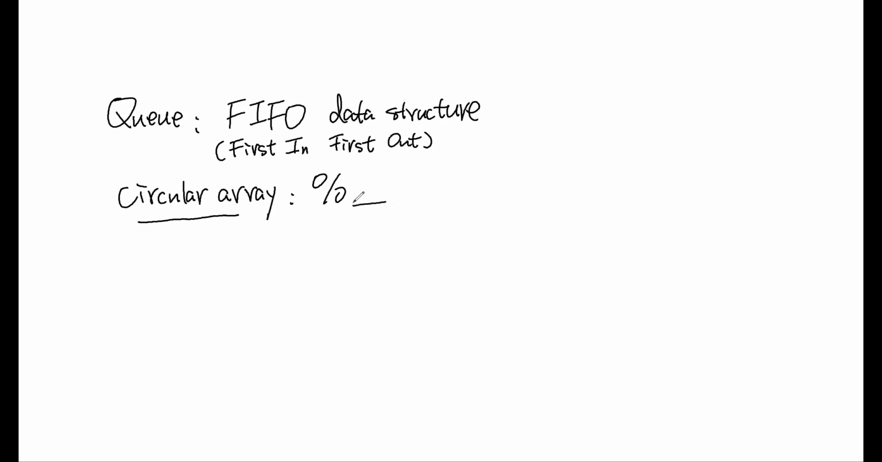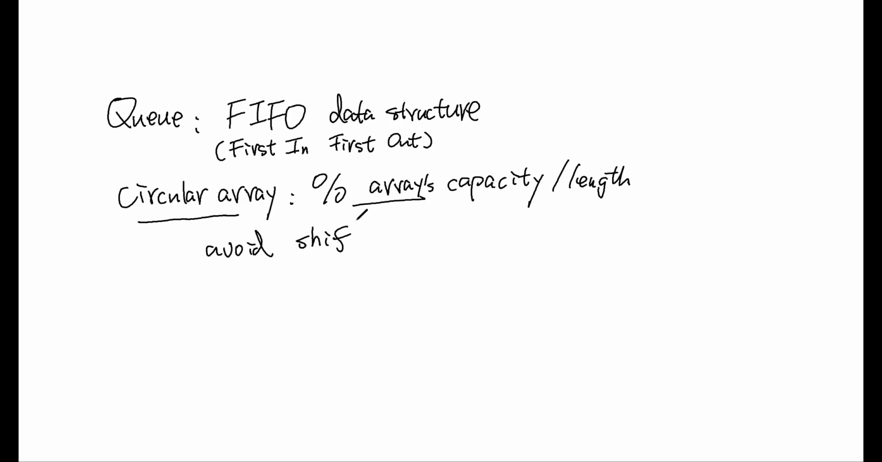With the array's capacity, or the array's length, we can avoid, with a general linear implementation of the queue, shifting. Avoid shifting, okay. So that's the advantage of the circular array. And we discussed queue implementation with a circular array.